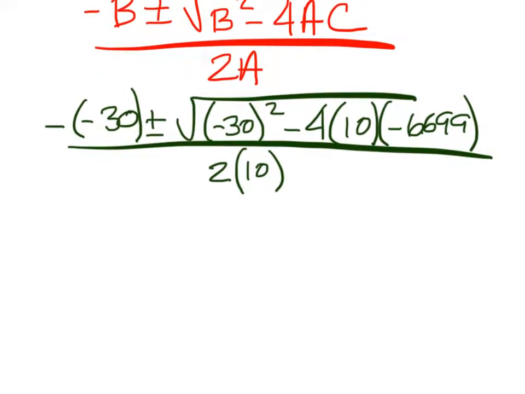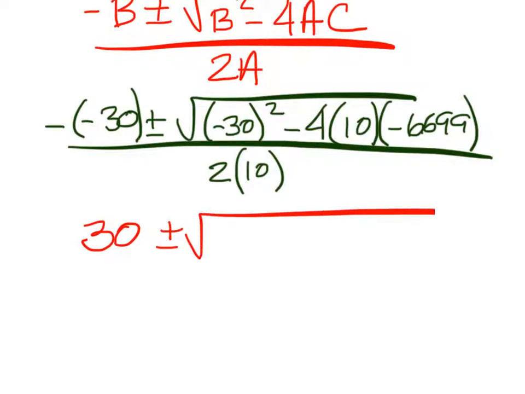Okay, so that should be a positive 30. Never make the mistake of multiplying that by 3 on the outside. Not that I would ever do that. And then the square root of 900 plus, and what did that come out to be? 4 times 10 times 6699.